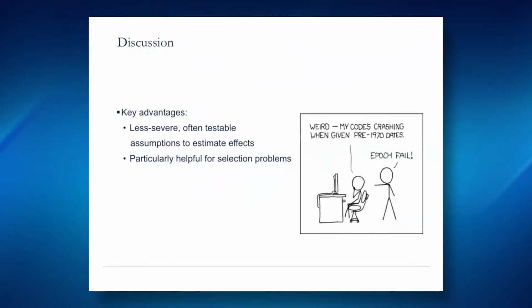So, bounding techniques might have some less severe and, in some cases, testable assumptions to estimate effects. It's not very intuitive when you're trained so much in statistical regression, but in some ways, it's actually easier and almost more of a pen and paper technique than some of the more complicated approaches, and can be particularly helpful if you have a lot of selection problems and the right scenarios in which these assumptions might be reasonable.